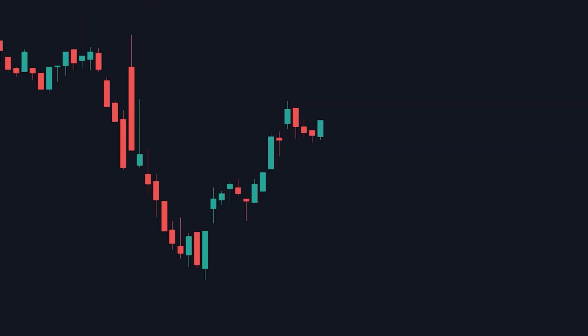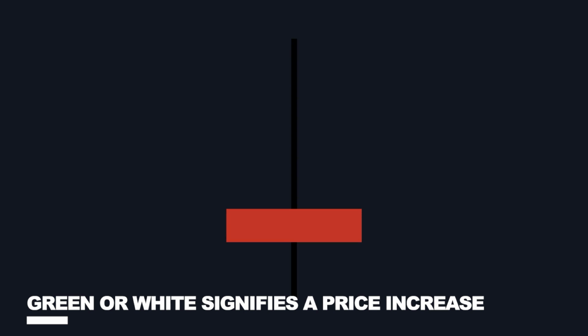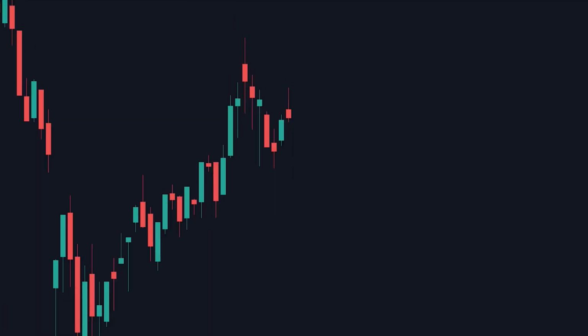Lastly, the color of the candlestick tells us the direction of the market movement. Green or white signifies a price increase, while red or black indicates a price decrease. Do you think this color coding makes it easier for traders to interpret the market?